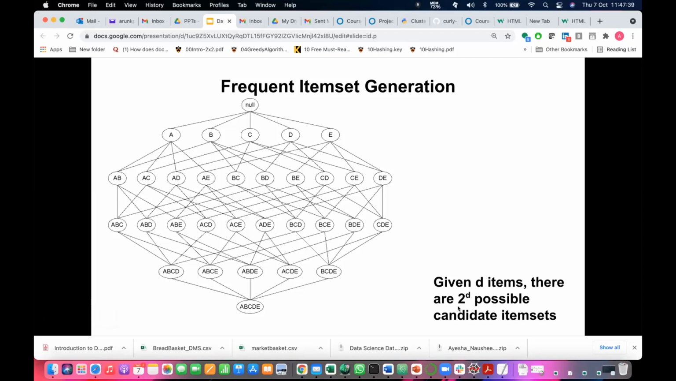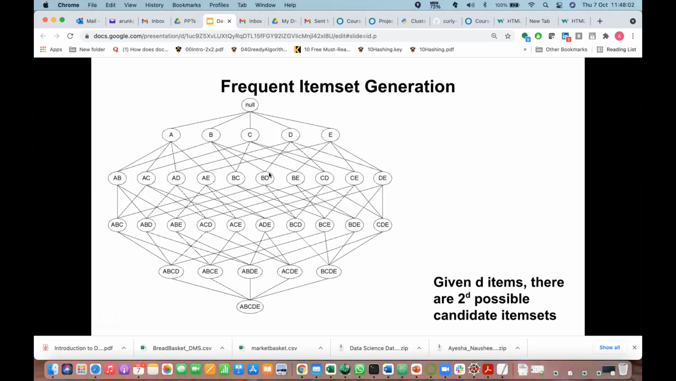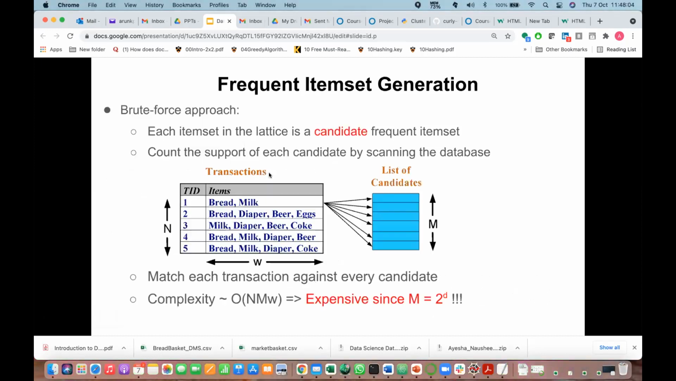Given D items, there are 2 power D possible candidate item sets. How are you getting this 2 power D? It is the total number of subsets, right? So the cardinality of all subsets of a given set is 2 power D.